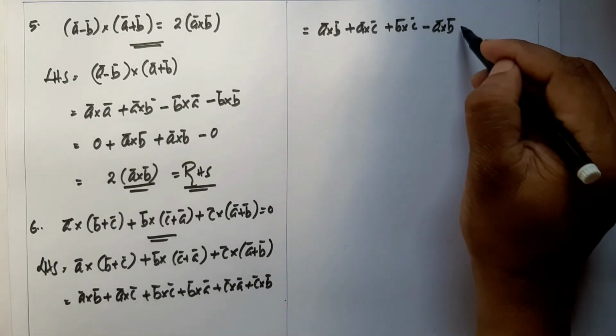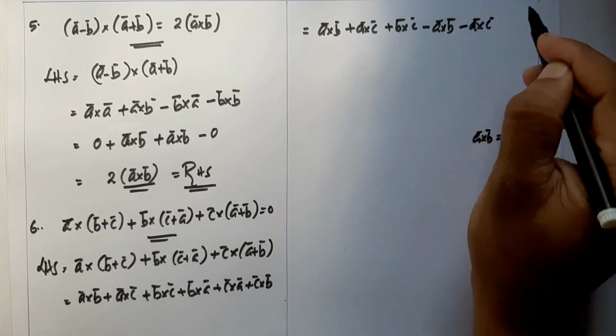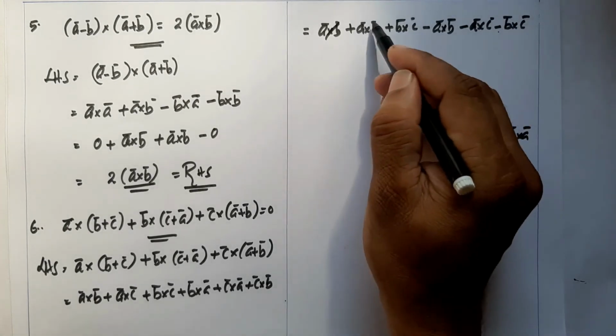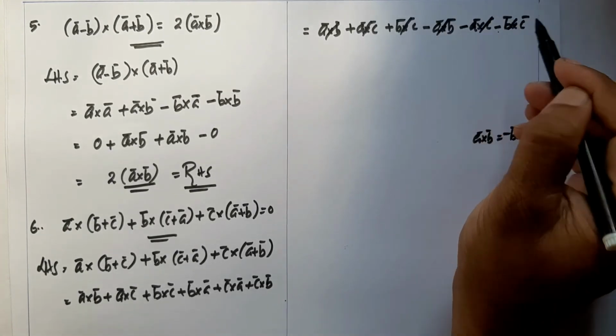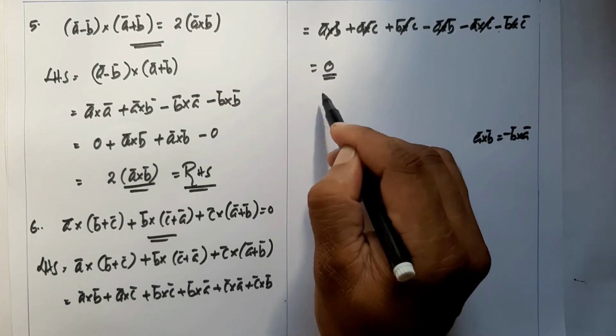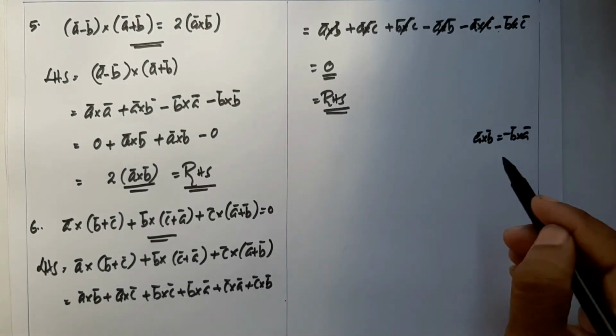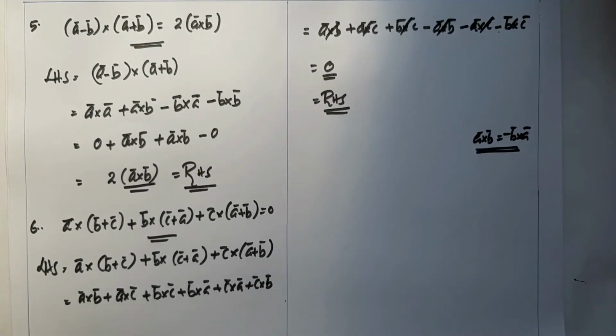C cross A is equal to minus A cross C. And C cross B is also equal to minus B cross C. Here these terms cancel each other, and therefore we get the answer 0, which is equal to the RHS. That's all. Here we apply the condition that A cross B is not equal to B cross A, but equal to minus B cross A.